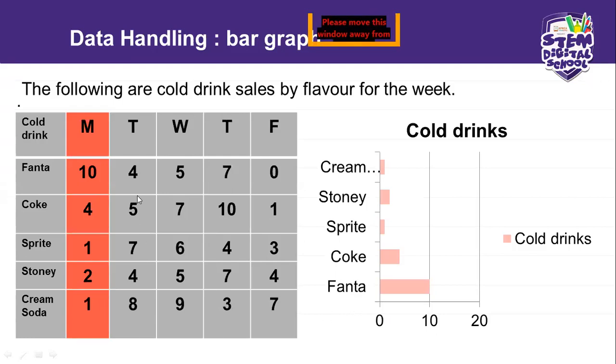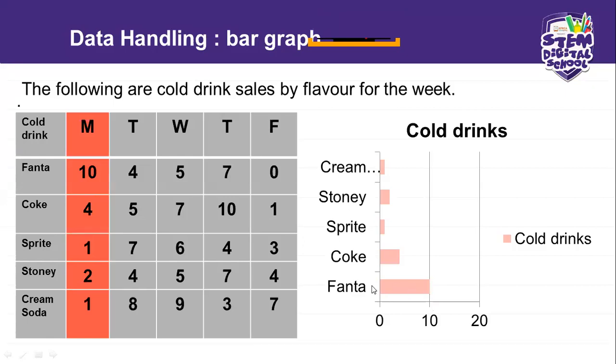The first one, we go back to our table. There we go. It says Fanta, it's 10. 10 cool drinks were sold on Monday of Fanta. We go back to our graph there. It's Fanta. And then we check our numbers there, 10. We go up. Where 10 meets Fanta, we make a bar there.